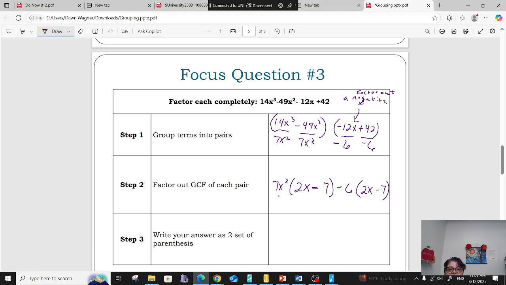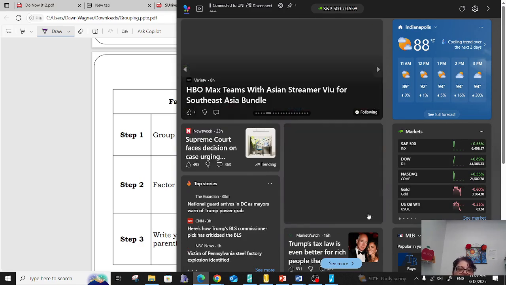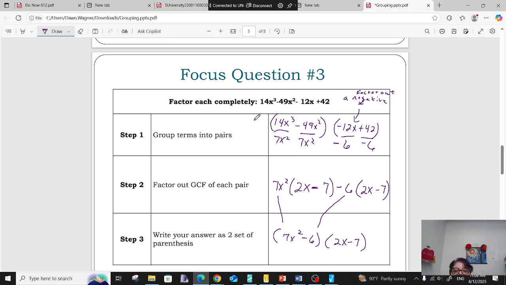So now this one will go in the first part of the parenthesis. This goes in the second part. And then, because they both share this, we put the 2x minus 7. And if I were to multiply this back out, it would look exactly like this up here.